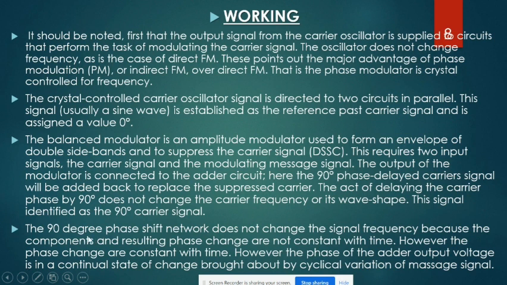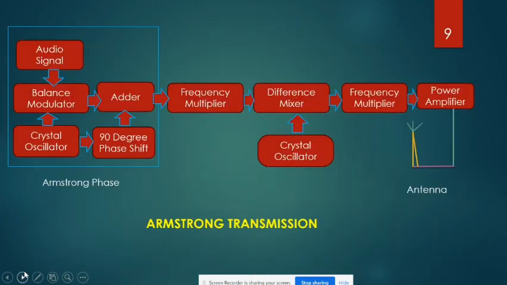Then the 90-degree phase shift network does not change the signal frequency because the components and the resulting phase change are constant with time. However, the phase of the adder output voltage is in a continual state of change, brought about by the cyclical variation of the message signal. Means here the phase-delayed carrier signal gets added with the modulator's resultant modulated signal.